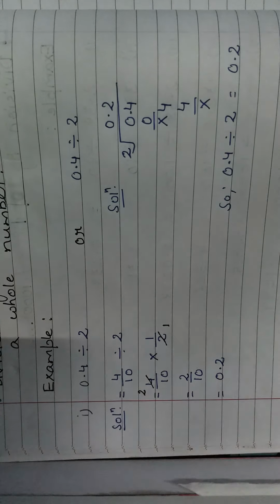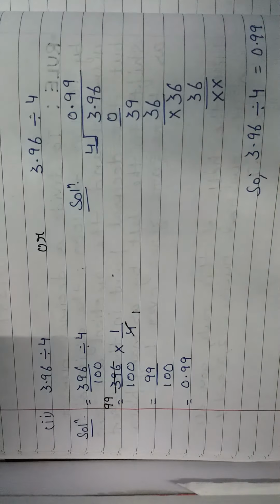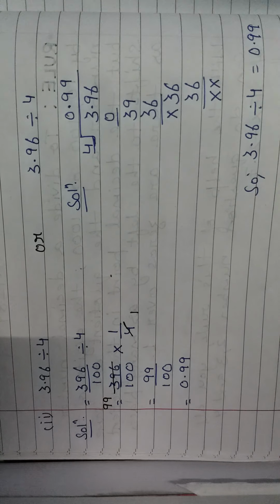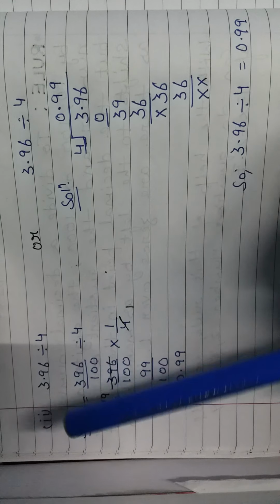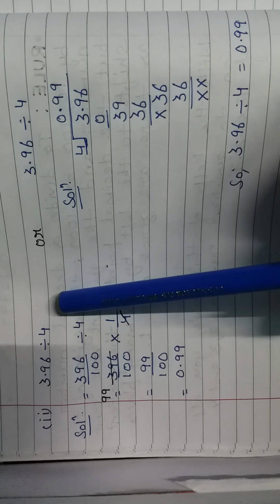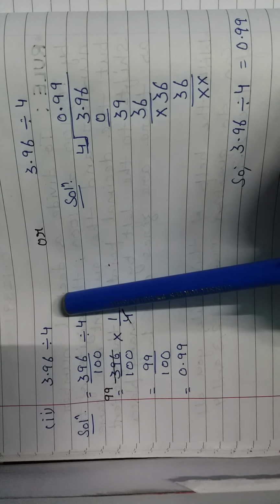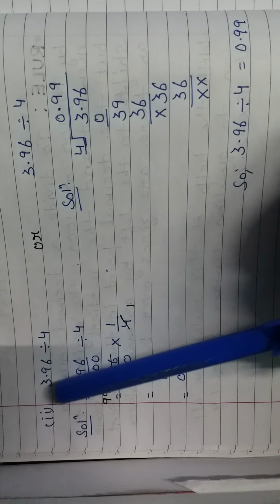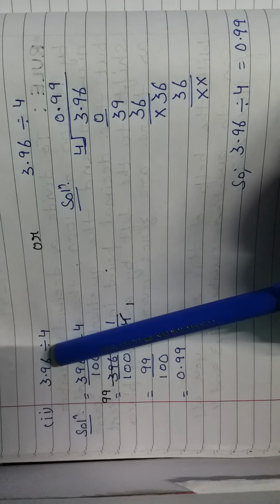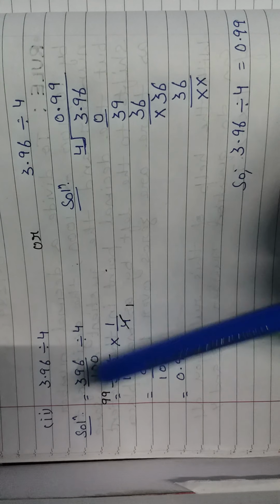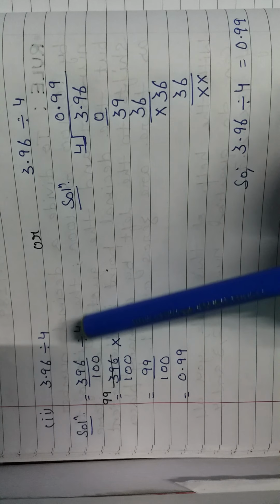I hope it is clear. Fine. Now let's see the second example. Here we have a decimal number divided by a whole number. So 3.96 divided by 4. According to the first method, as I told you in the first example, we have to change this decimal into a fraction. Because we have 2 digits after the decimal, we have to put 100. So 396 upon 100 divided by 4.